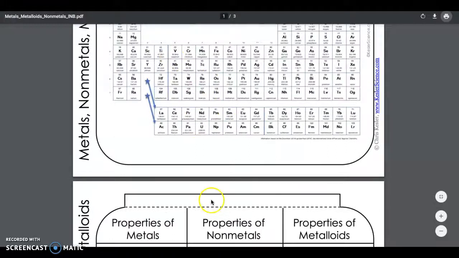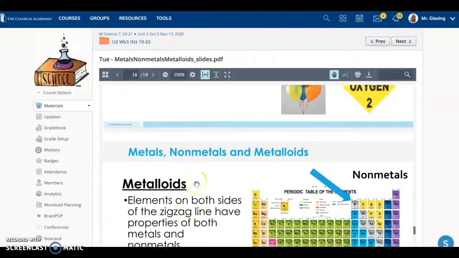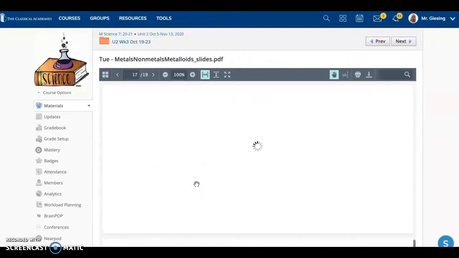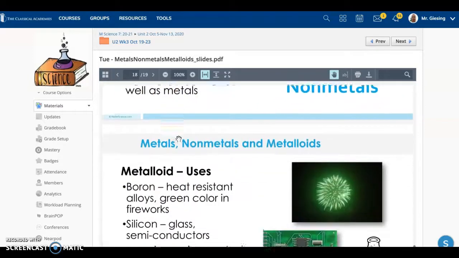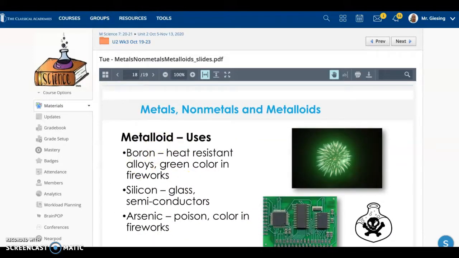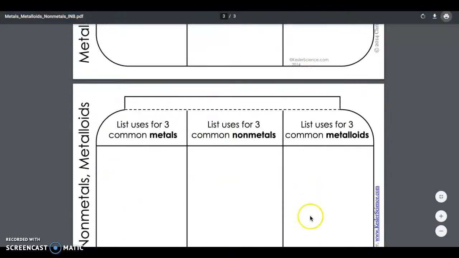And just like that, we're going to do the same thing for metalloids in the slides. We'll scroll down, and we're waiting. There we go. There's the properties for metalloids. There's the uses for metalloids, and you're going to fill those in, first properties and then uses.